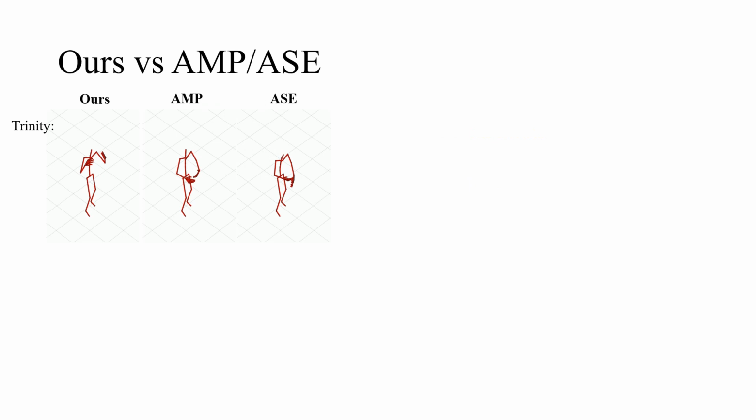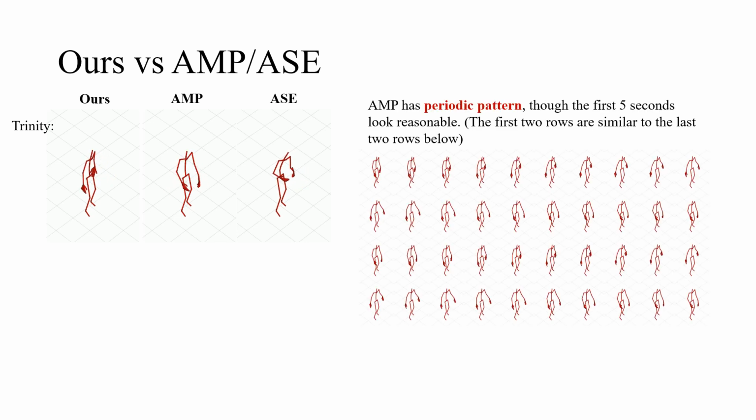Finally, we compare our algorithm with AMP and ASC. This is the result on the Trinity dataset. AMP has a periodic pattern, though the first 5 seconds look reasonable. We further plot the consecutive 40 frames since the 5th second. The first 2 rows are similar to the last 2 rows. Note that both AMP and ASC are not controllable, meaning that we cannot specify which token to use since they do not have a discrete token space.